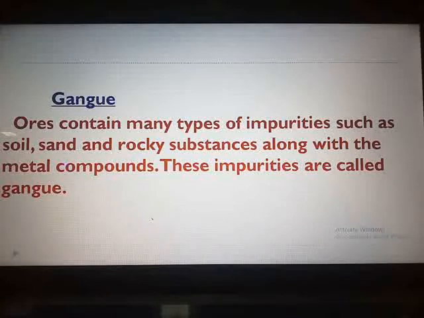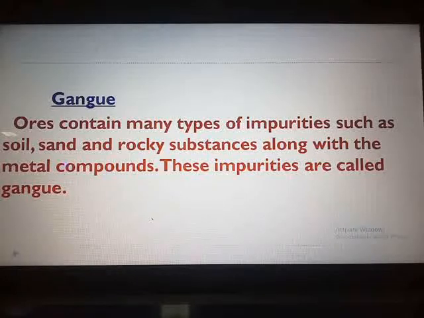Now metals can be extracted from their ores by different methods of separation, and the process of extraction of metal in pure state from the ores is also a part of metallurgy.